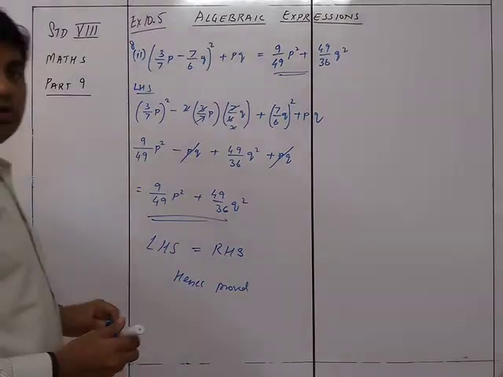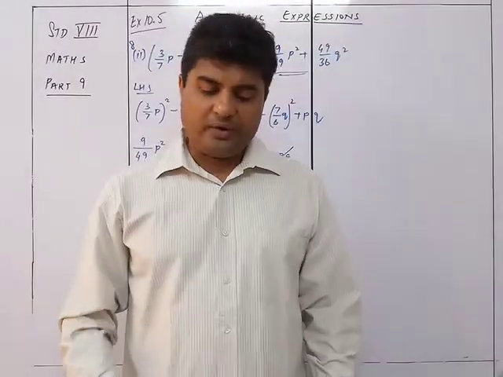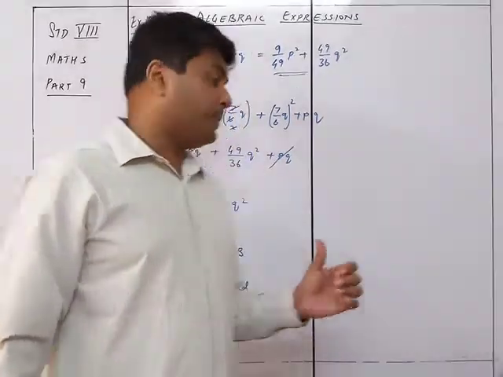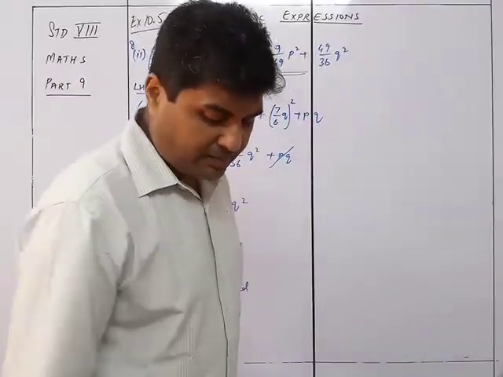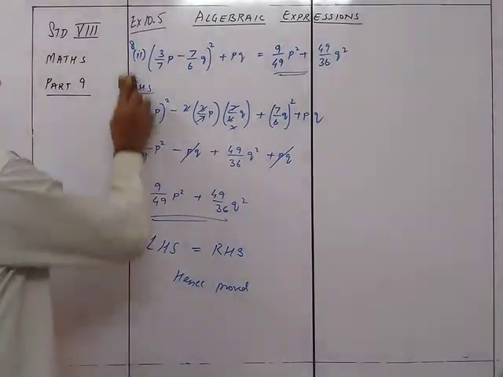Okay, this is how you are going to prove. Whenever you are given show that or prove that, you take any one side, solve that, and bring that answer to equal the other side. Okay, that was sum number 8, the second. Now we move on to sum number 8, the third.